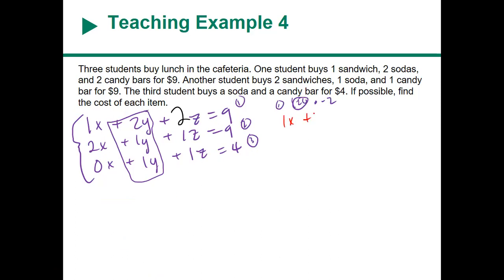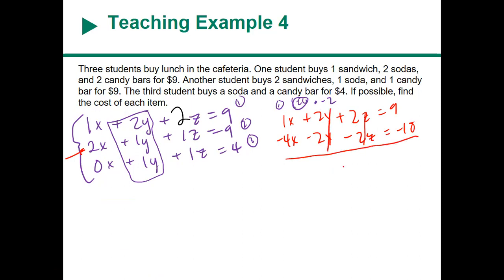So we have 1x plus 2y plus 2z equals 9. Then I'm going to multiply everything in this row by -2. That gives me -4x minus 2y minus 2z equals -18. When I combine, my y's and z's cancel, so I'm left with -3x equals -9. So now I know the value of x. x equals 3.